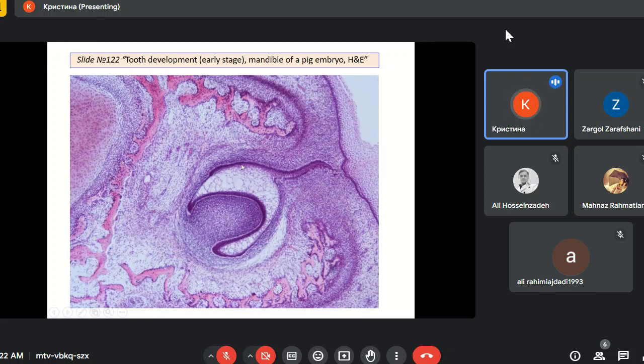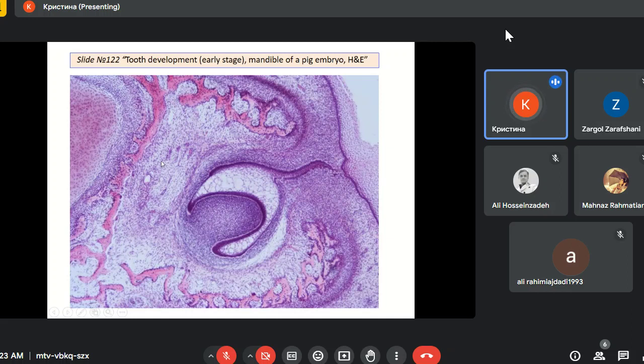Outer enamel epithelium is here, and from the opposite side, in this area, it is continuous with the inner epithelium. It lies upon the same basement membrane, and the enamel organ is surrounded with a dental sac. It is here. It is the condensed mesenchyme, because here the cells lie very close to each other, unlike these areas, for example, where mesenchyme cells are not very close together.